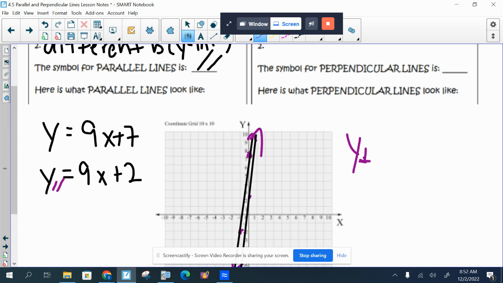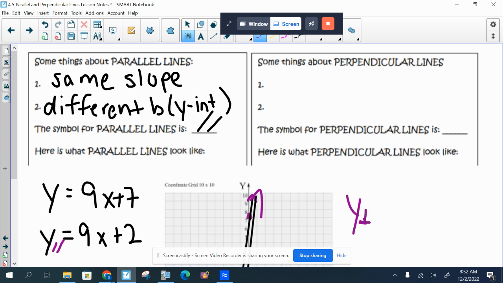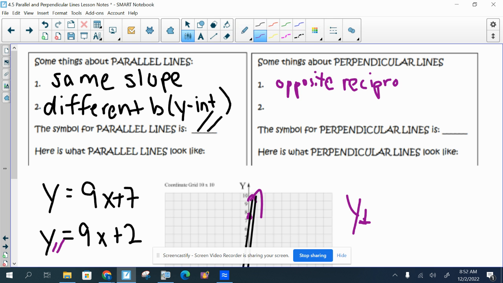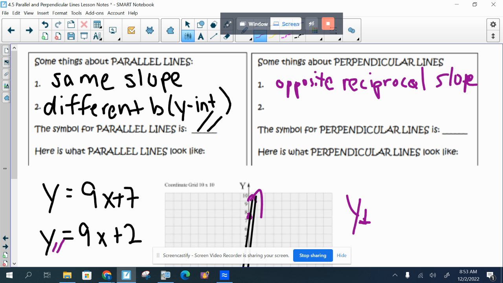So let's go back up to perpendicular actually, because we forgot to fill that in. So the thing about perpendicular is they have opposite reciprocal slopes. I say opposite just because, yes, opposite meaning negative, but if it's already negative, then it becomes positive. So think about it as opposite reciprocal slope. And then the y-intercept can be the same or different.